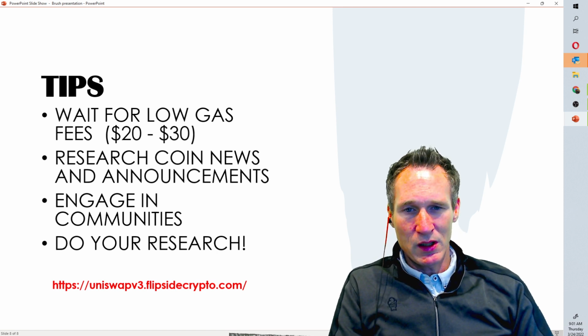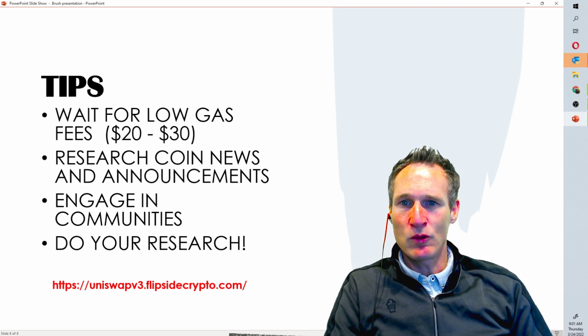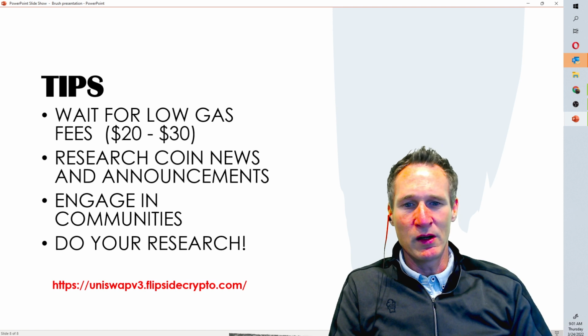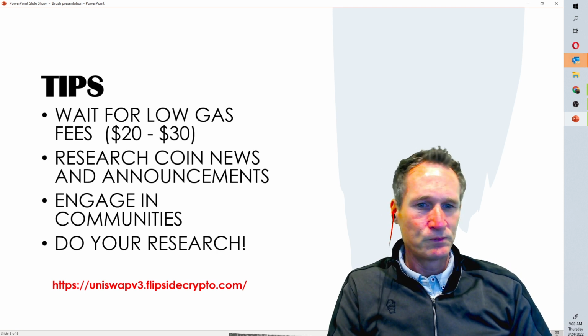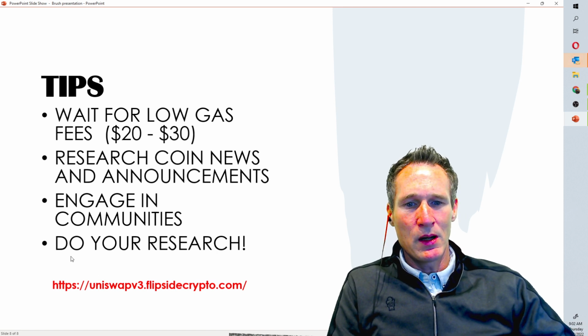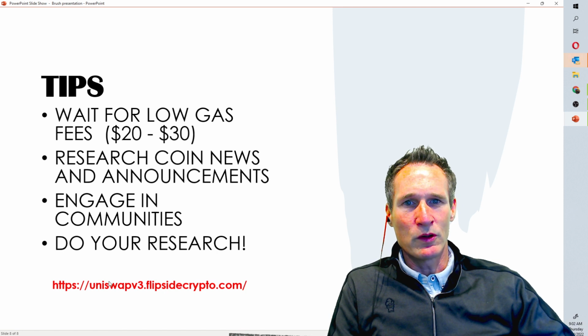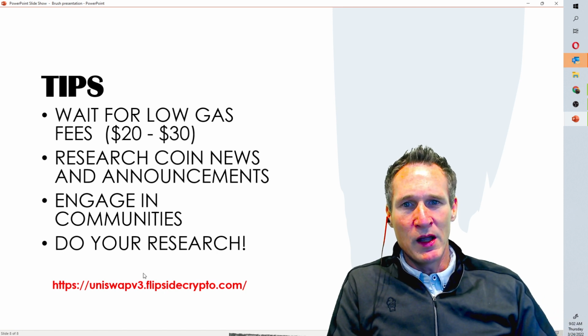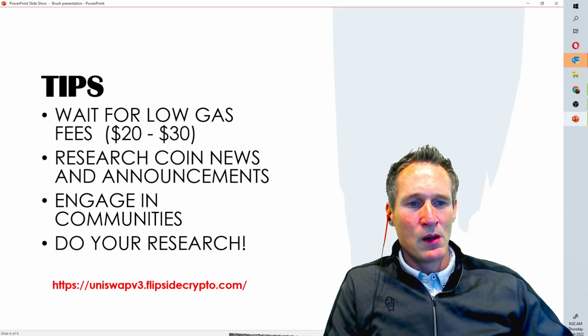And you're going to engage in the communities, talk to them, ask questions. What's going on in here? The last thing you want to do is invest in a coin that you have no idea what it is just because it has volume. It could have volume because people are dumping it too. And then do your own research. The last thing there at the bottom, and I'll put this link in the description, is a place where I do some research on a Uniswap liquidity calculator.